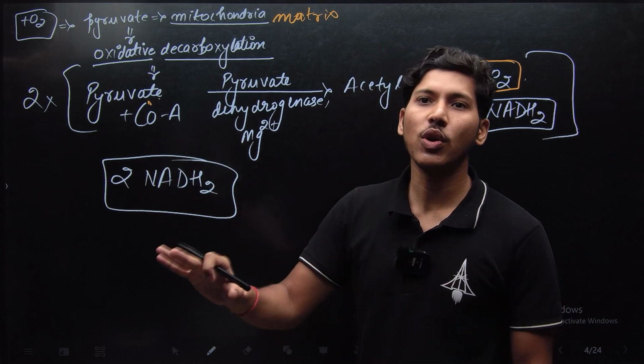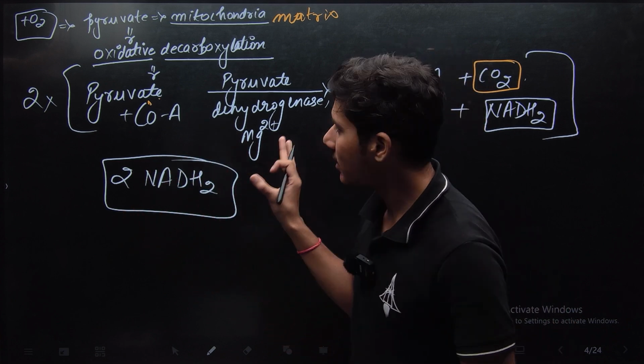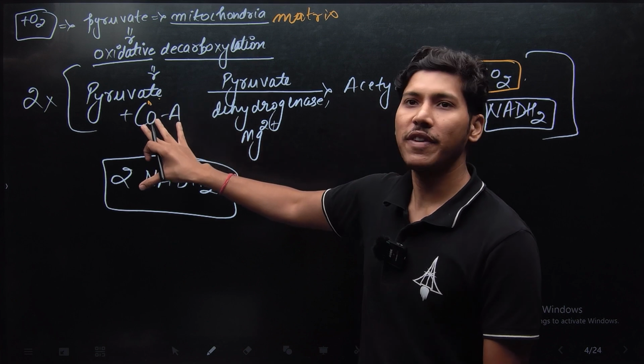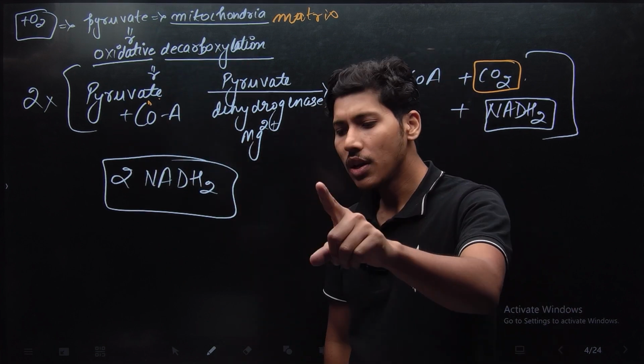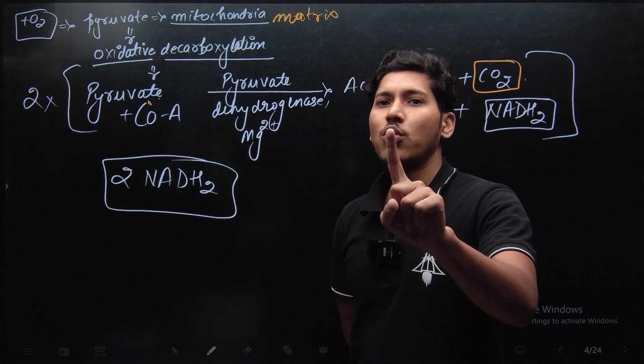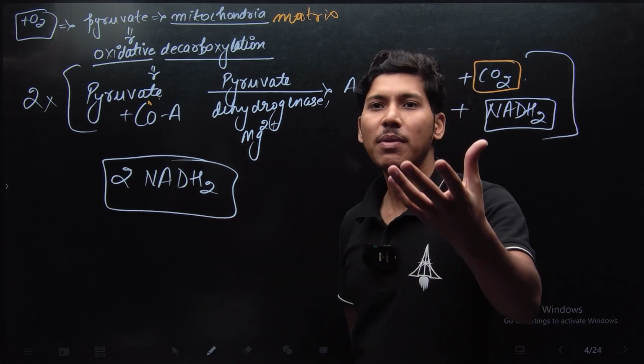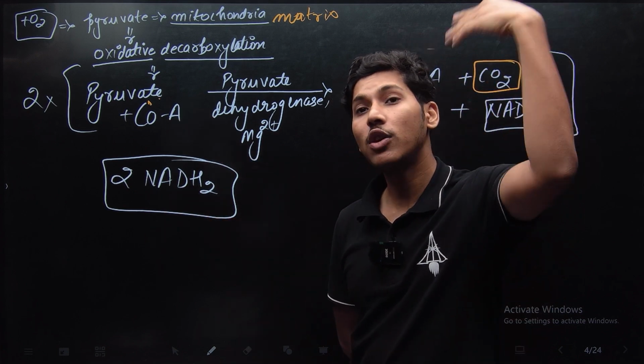Other than that, no ATP, no FADH is produced in this reaction. So what is the fate of this oxidative decarboxylation? It produces 1 acetyl-CoA from 1 pyruvate. But we are more concerned about 1 glucose.